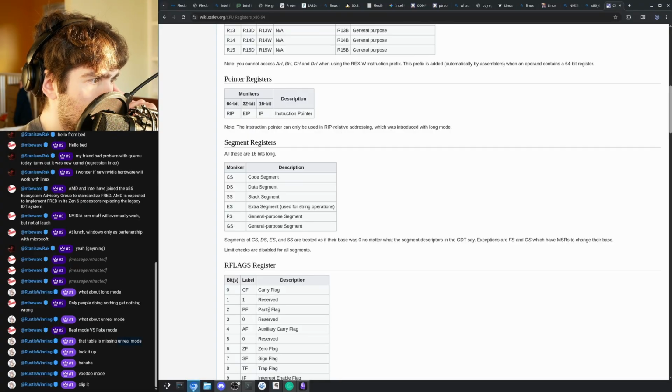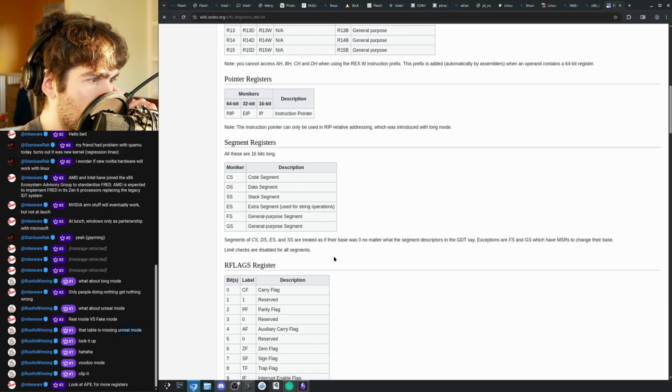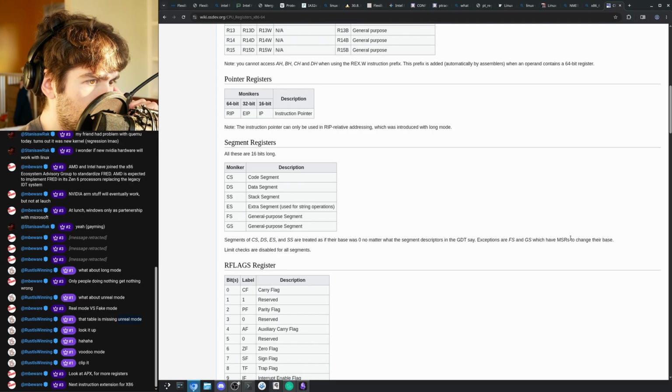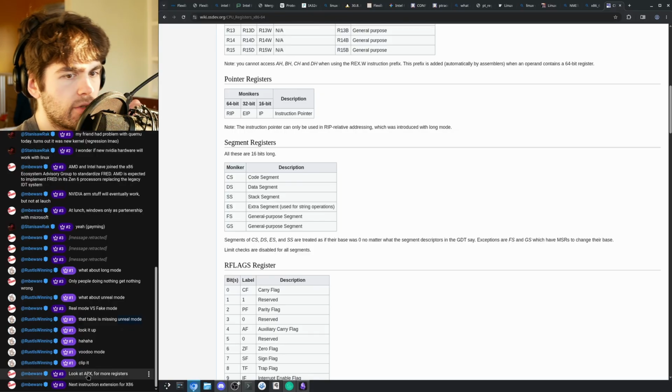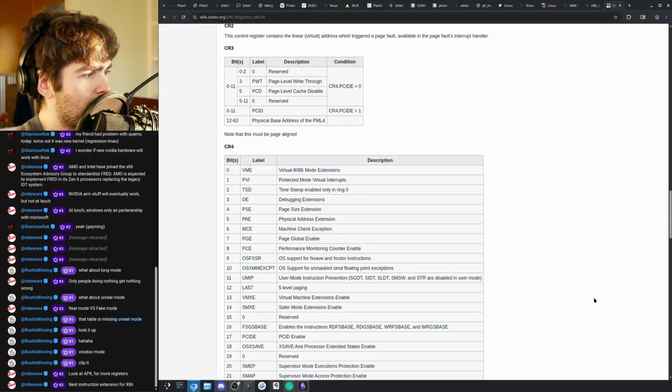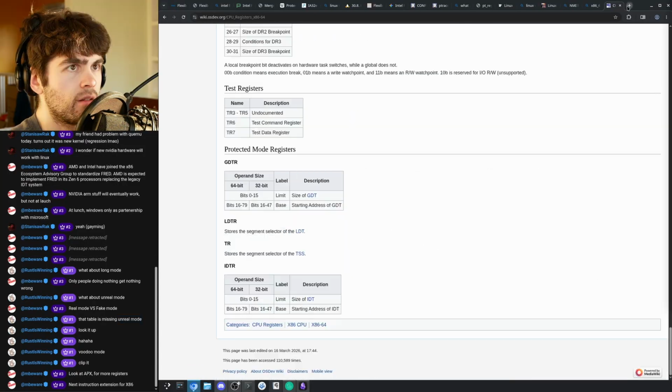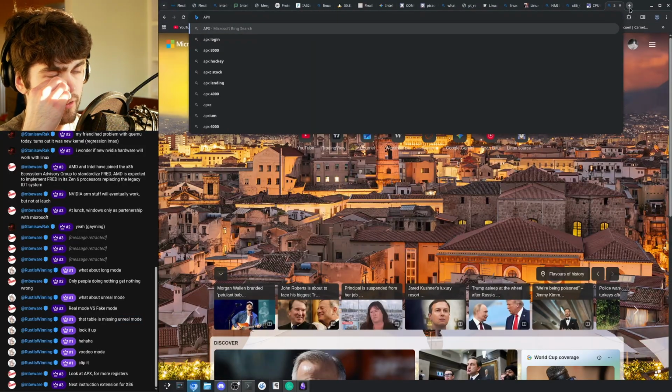Segments CS, DS, ES, and SS are treated as if their base was 0, no matter what the segment descriptor in GDT says. Exception for FS and GS, which have MSR to change their base. Look at APX or more register. Are you fucking kidding me? Do we have it here? Probably not, eh? Why do I copy these things? I don't know.